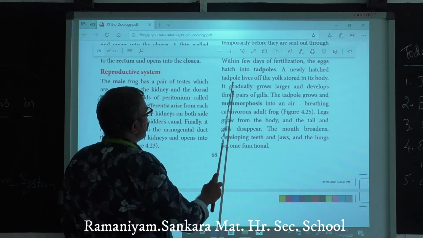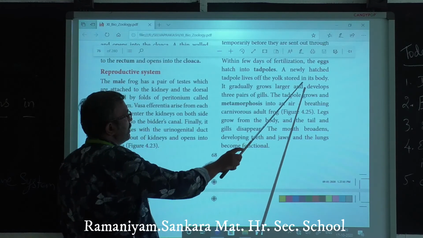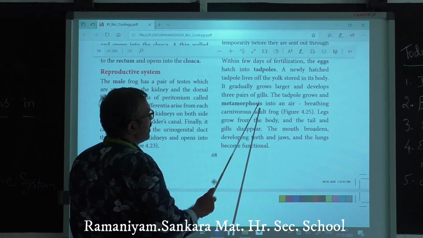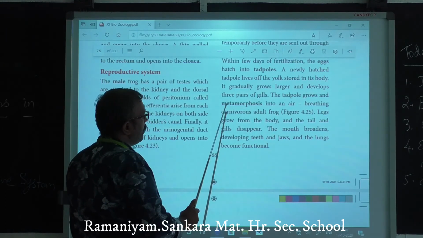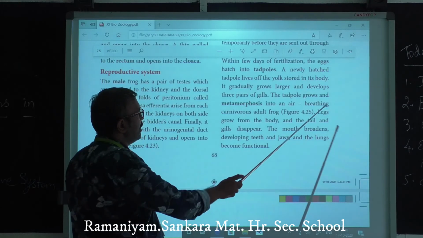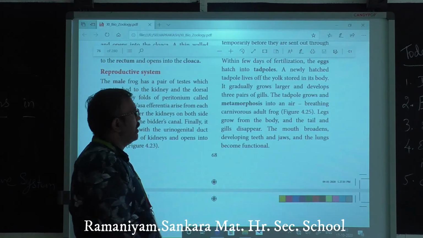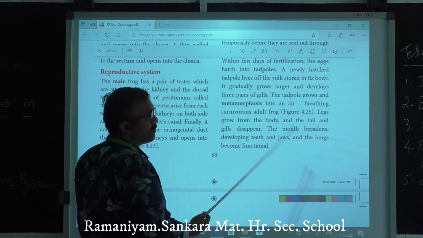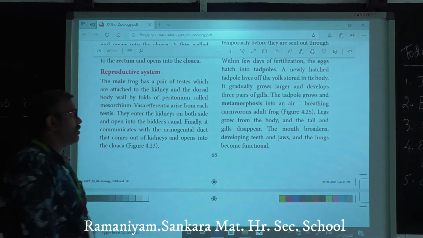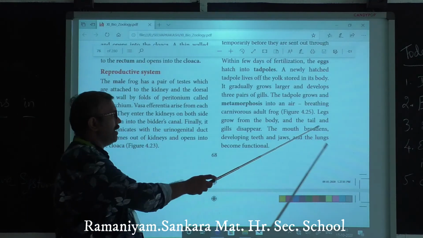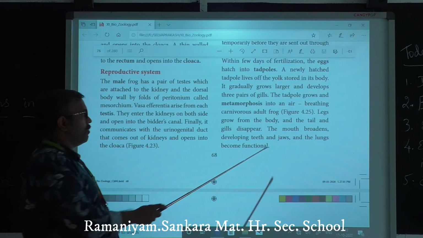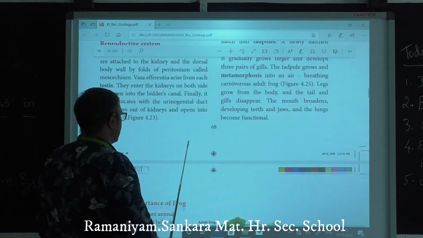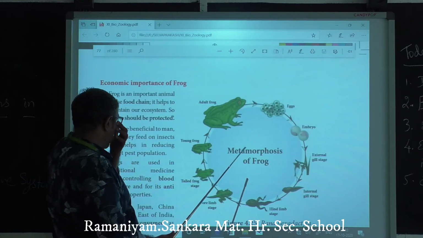The newly hatched tadpoles live on the yolk stored in their body. Gradually the tadpole grows larger and develops three pairs of gills. The tadpole grows and metamorphoses into an air-breathing carnivorous adult frog. Legs grow from the body, and the tail and gills disappear. The mouth broadens, developing teeth and jaws, and the lungs become functional. This is called the metamorphosis of the frog.